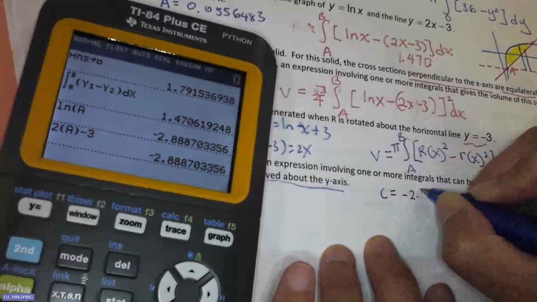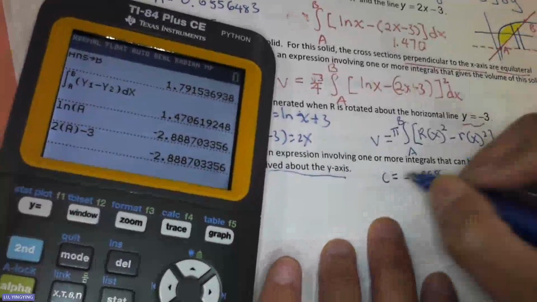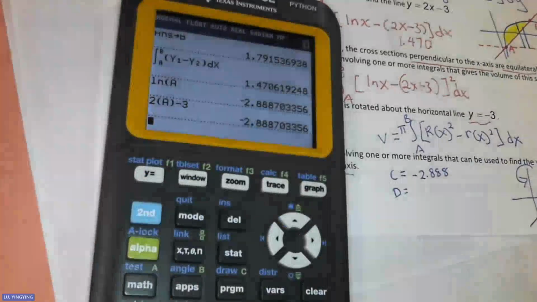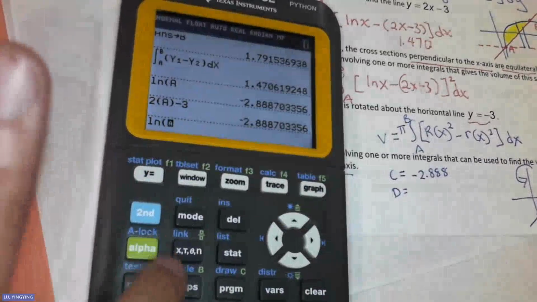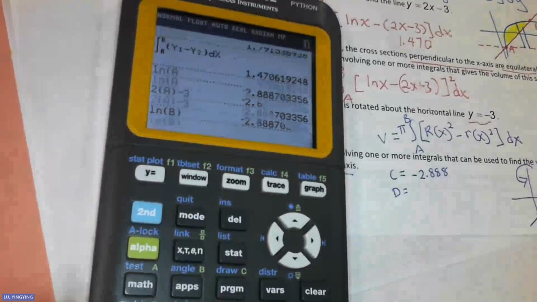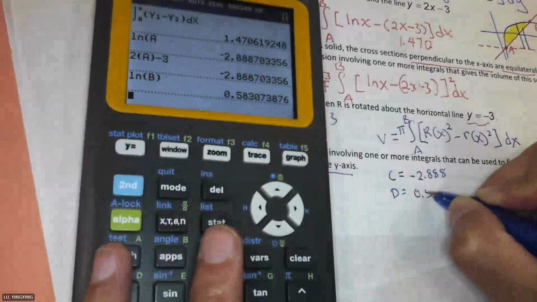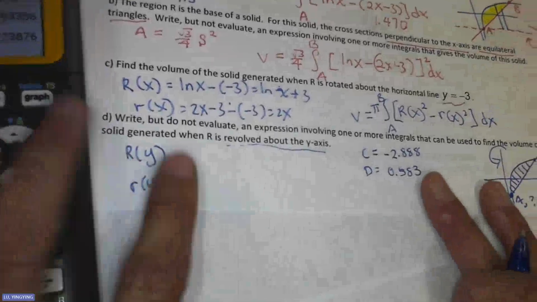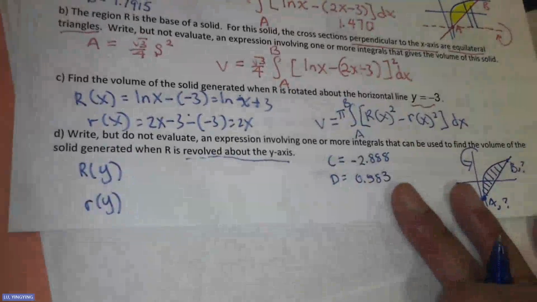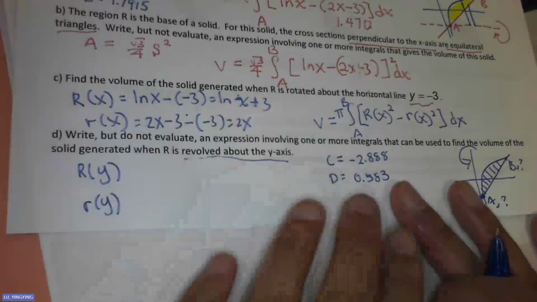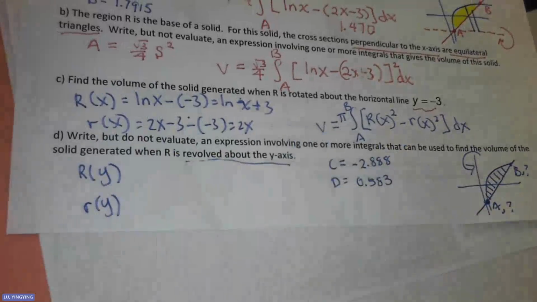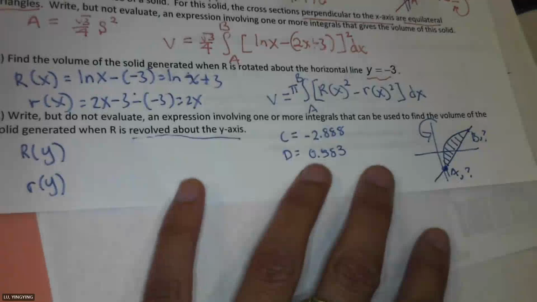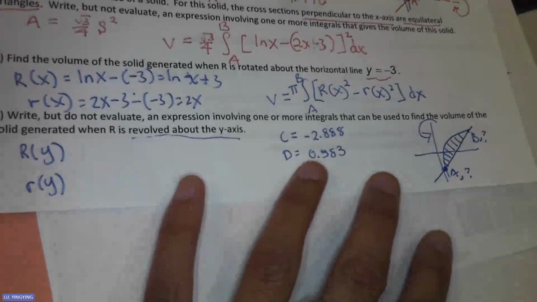I should write that down. D value, what's the D value? Natural log of b, or 2b minus 3, which should be the same thing. So you can use C and D for the y, right? But what's the equation for the big R and the small r? And what do we need to do to find those, guys? How do we find the equations?